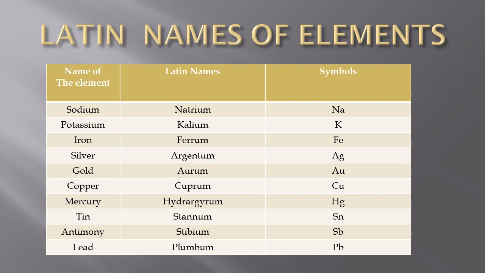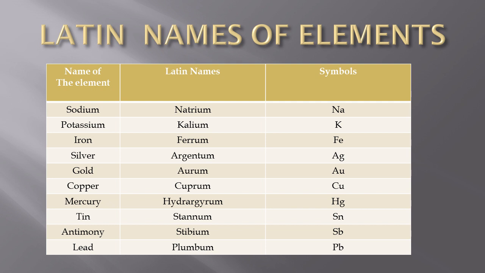Potassium, it is kalium in Latin, symbol capital K. Iron, in Latin, it is ferrum, symbol Fe. Silver, it is argentum in Latin, symbol Ag. Gold, aurum, symbol Au. Copper, it is cuprum, symbol Cu. Mercury, hydrargyrum, it is Hg.